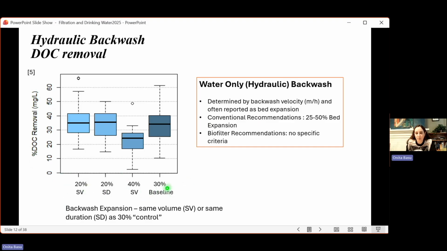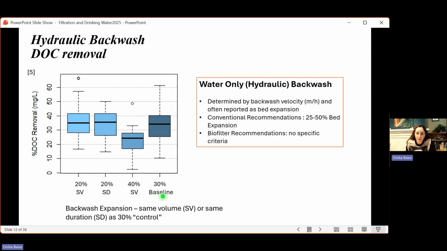Here I've got percentage DOC removal on the left-hand or y-axis, and here these are different versions of the hydraulic backwash. When we backwash a bed, even though you impose a water velocity on the bed, people often refer to it as a bed expansion number instead. The typical bed expansion is between 25 to 50%, and that's a recommendation for conventional filters. There is no recommendation for biofilters, so people just use the conventional one all the time, but it's still something that needs to be looked at a little bit more.